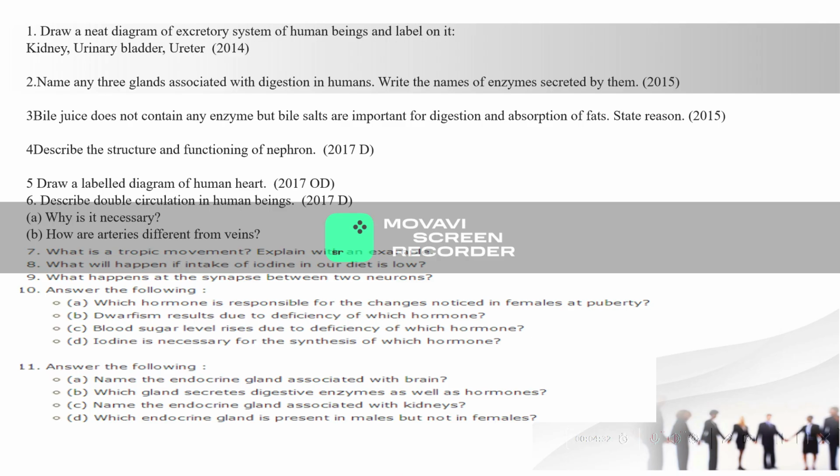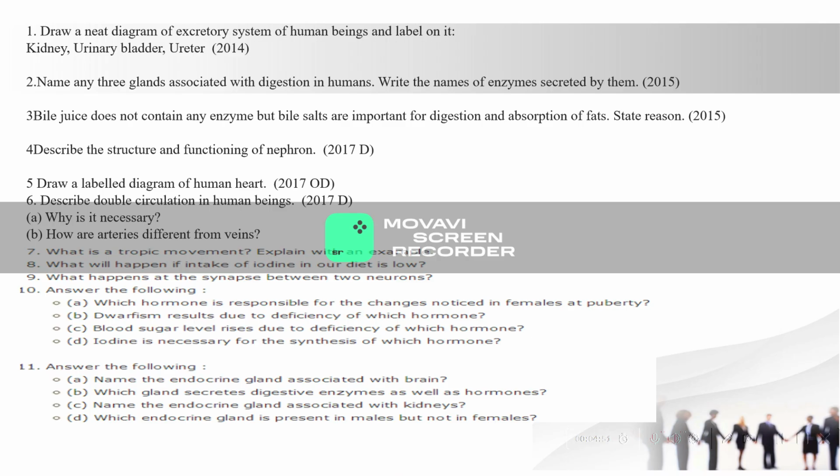Describe the structure and functioning of nephron. Draw a labelled diagram of the human heart. Define double circulation, why it is necessary. So you have to talk here about systemic circulation, pulmonary circulation. It is important to meet the energy requirement. How arteries and veins are different, that you can write.